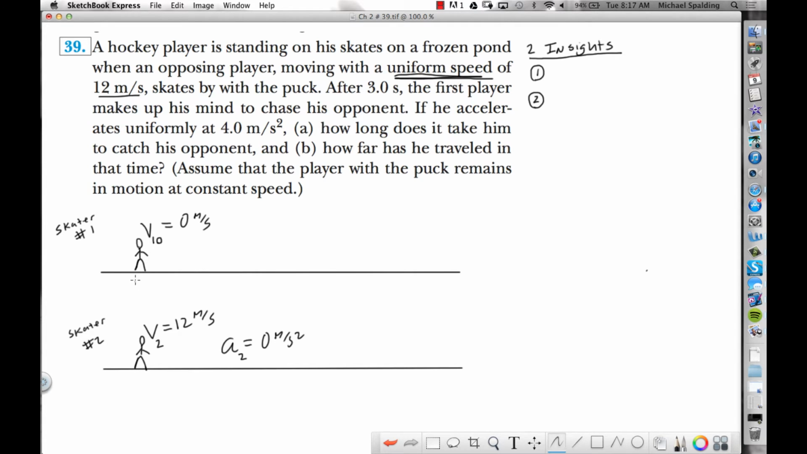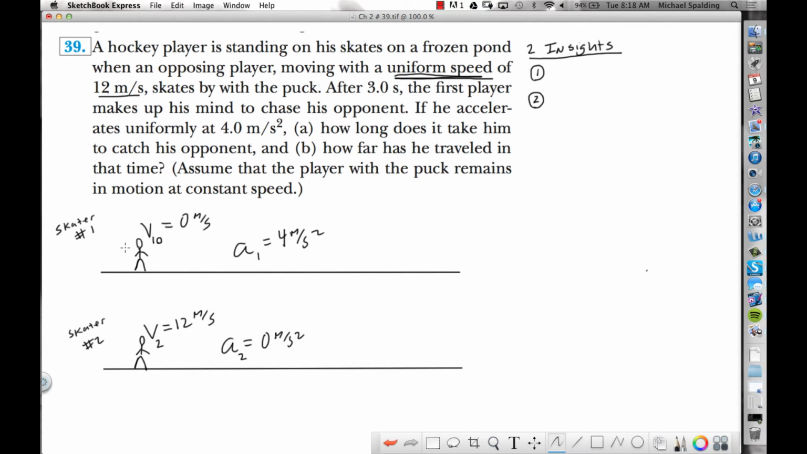Okay, so then what happens here? Guy number 2 passes guy number 1 who's at rest. Now, what does guy number 1 do? Guy number 1 waits for 3 seconds and then starts to chase guy number 2 with an acceleration. And we're given that acceleration. I'm going to call that acceleration 1 for guy number 1, and that's 4 meters per second squared.